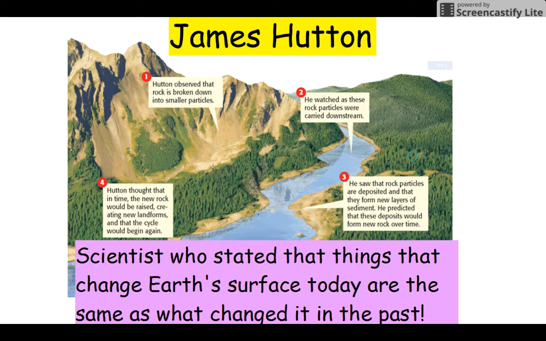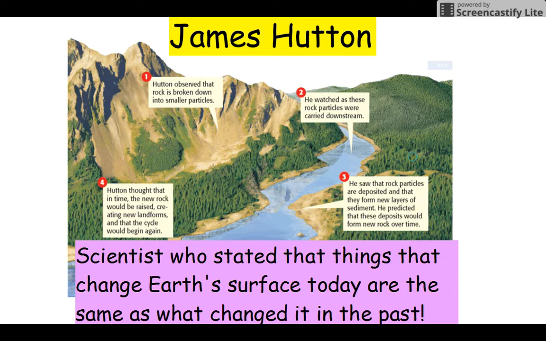So he observed that the broken down particles were breaking off the hill. That's number 1. He watched them then go down the stream. The stream carries it. It's a moving body of water. And along the way, some of them were getting deposited on the shoreline, forming new layers. So this process just repeated itself. New particles fell down, new particles got deposited. So this is the process of erosion and what we call deposition, depositing of new sediment, which are little tiny rocks.